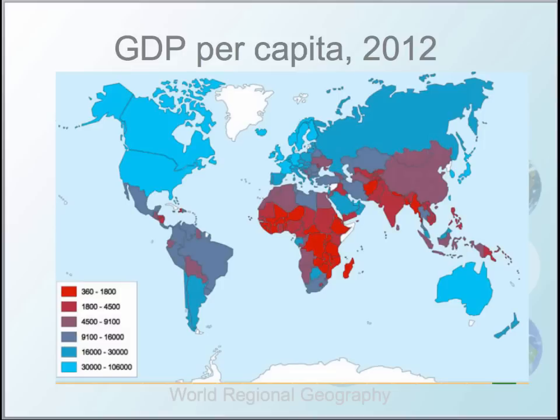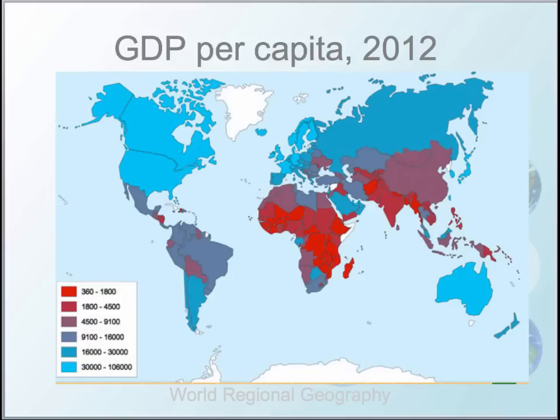So first, here's a map showing global GDP in 2012. GDP per capita. GDP, of course, meaning gross domestic product, and per capita meaning per person. In other words, you take the economy, you divide by the number of people, and this is the measurement that we come up with.